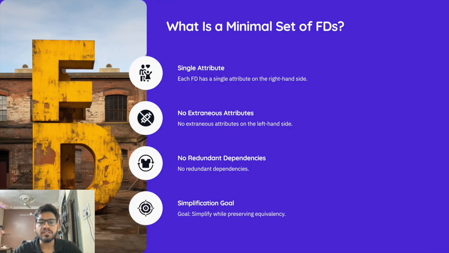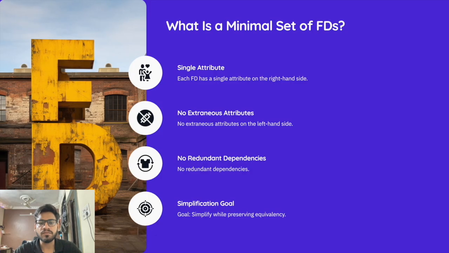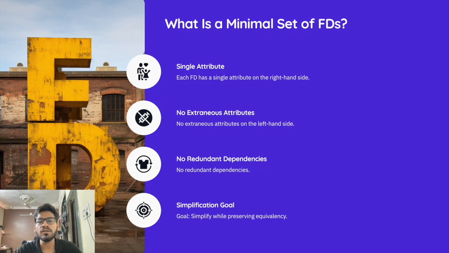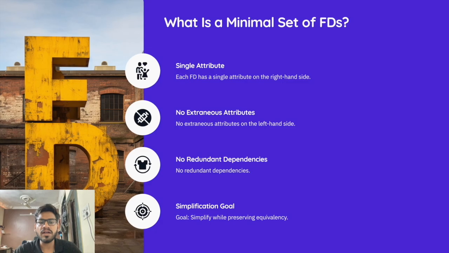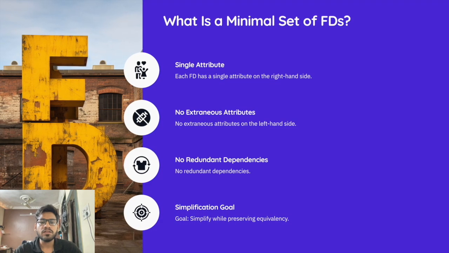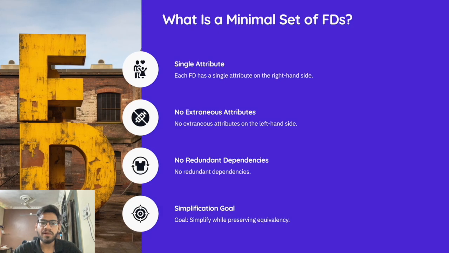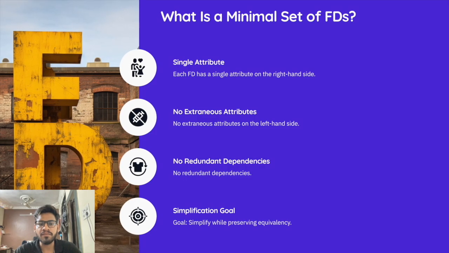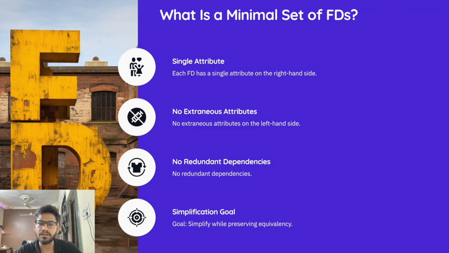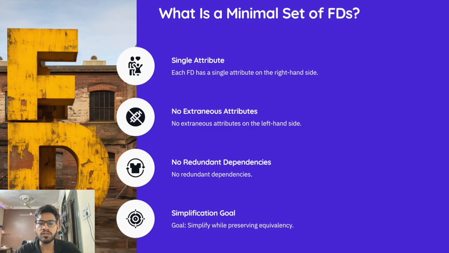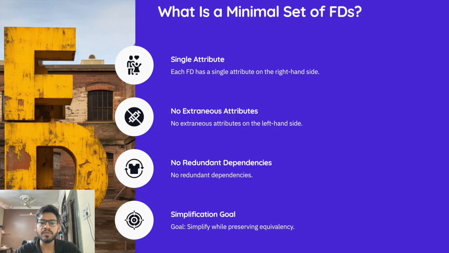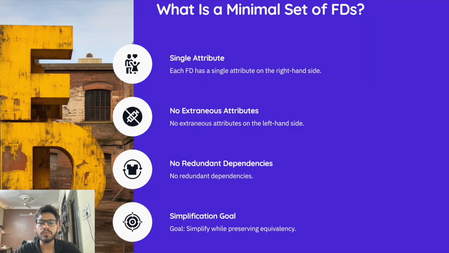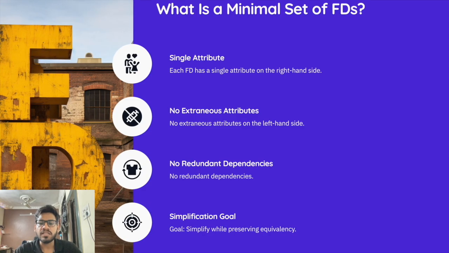Now we go to the next slide. What is a minimal set of functional dependencies? A minimal set of functional dependencies is a simpler equivalent version of a larger set. To qualify as minimal, let me go through it point by point. Every FD should have only one attribute on the right hand side. No unnecessary attribute should be on the left hand side, and no dependency should be redundant. Using a minimal FD set helps in achieving proper normalization and clear schema design.